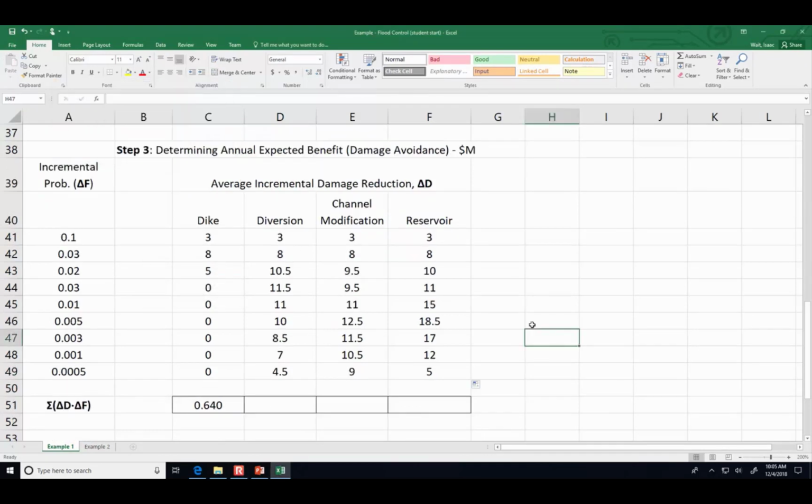Okay, down here in the bottom is the sum of delta D times delta F. And so for the dike, that column should be 0.64. See if you can figure out how to do that for the diversion, channel modification, and reservoir. What you're doing is you're summing up each of the individual delta D times delta F.